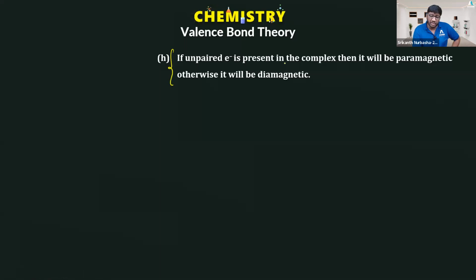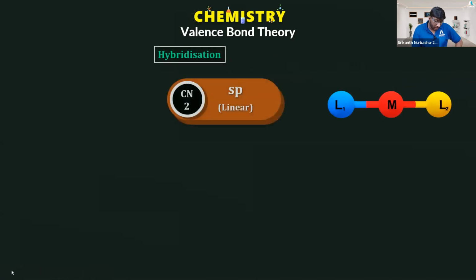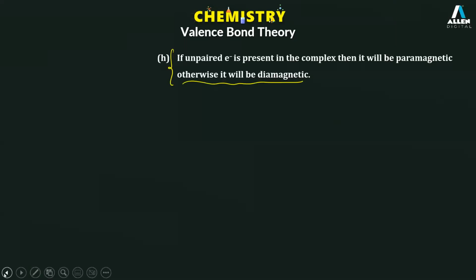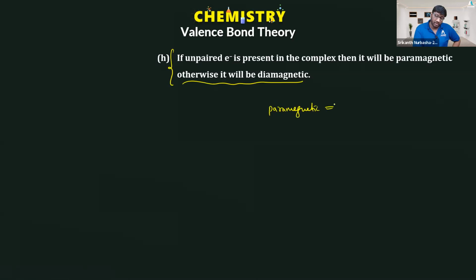If an unpaired electron is present in the complex, then it will be paramagnetic. If we do not have an unpaired electron, it is said to be diamagnetic. Are paramagnetic complexes weakly attracted or weakly repelled? Weakly attracted. Paramagnetic means weakly attracted by the external magnetic field. Diamagnetic means weakly repelled.